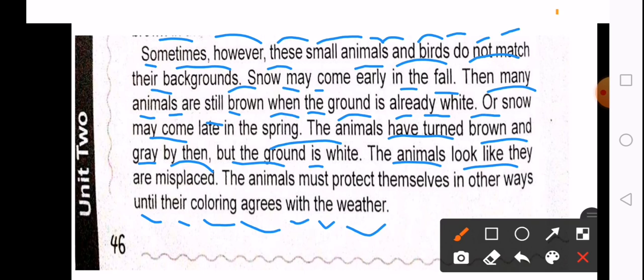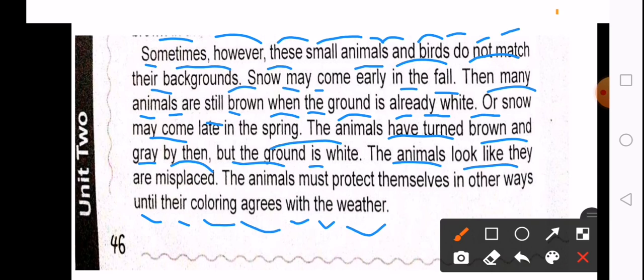So the main idea of the lesson is about the animals and their relation with the surrounding. They want to become the same color as the surrounding in order to protect themselves, okay, from the enemies like animals or hunters. And here the region or place is the far north Arctic.